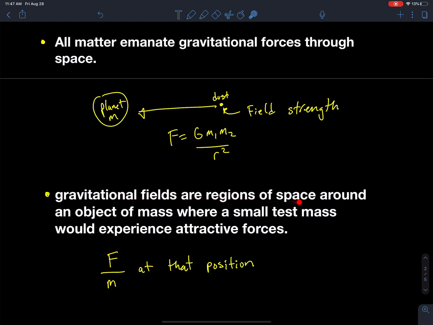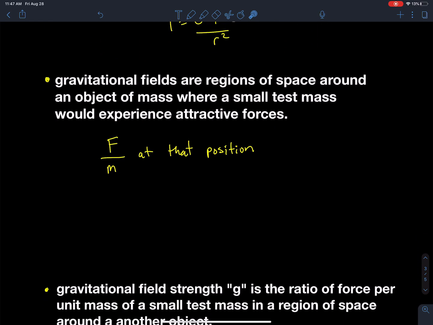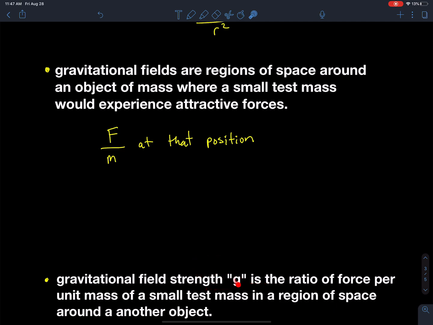The gravitational field is a region of space around an object of mass where a small test mass would experience an attractive force. And then the field strength, which we're going to see is actually g, the acceleration of gravity, is the ratio of the force experienced per unit mass of a small test mass in that region of space.